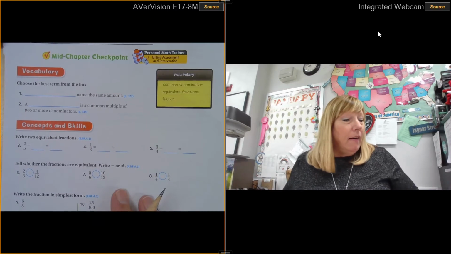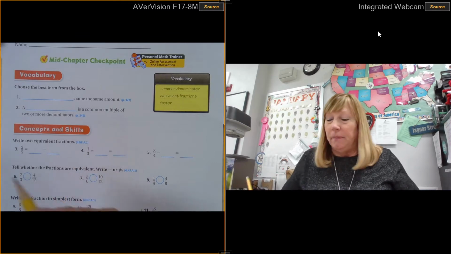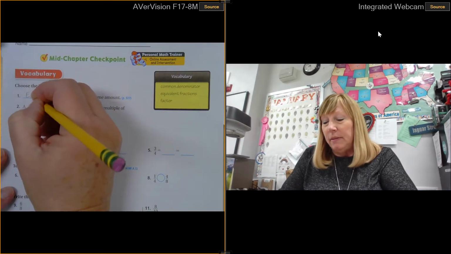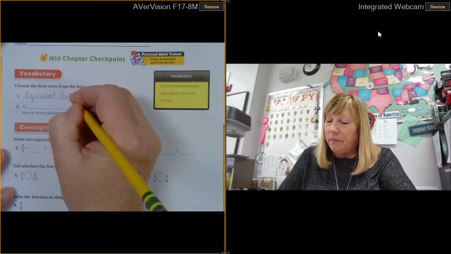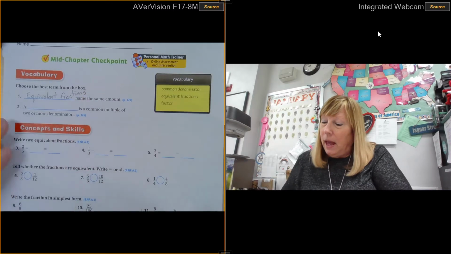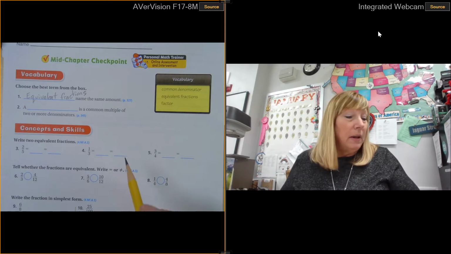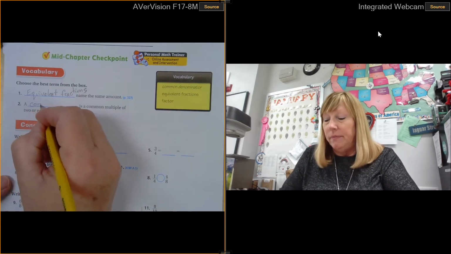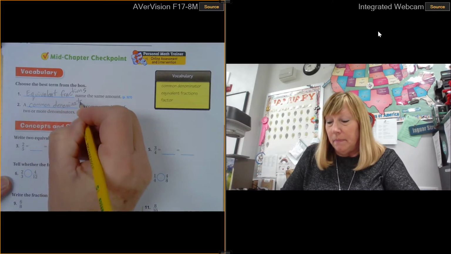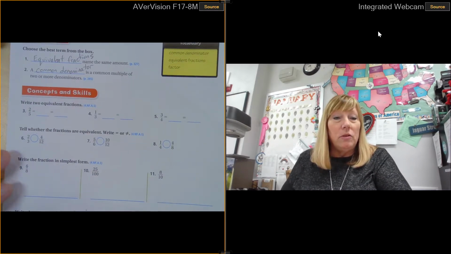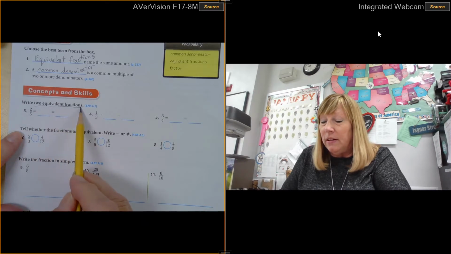Okay? All right, so let's start with number 1. Blank name the same amount. That would be equivalent fractions. A blank is a common multiple of 2 or more denominators. That's a common denominator. All right, going to 3 through 5, write 2 equivalent fractions.